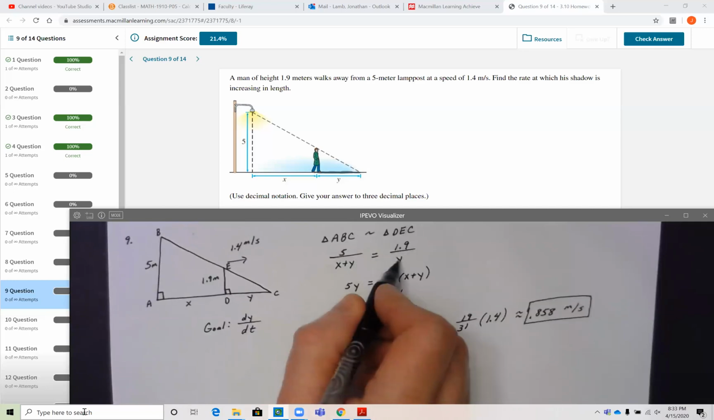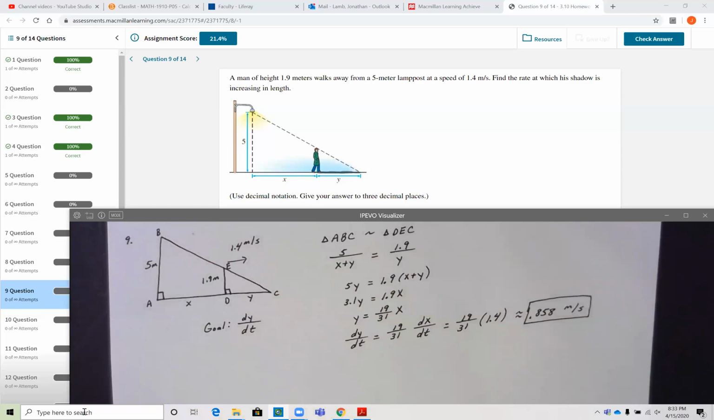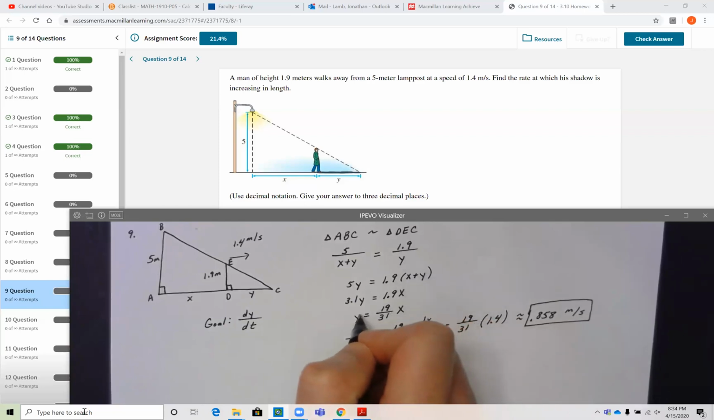After that, all I did is I cross multiplied and said, well, 5 times y should equal 1.9 times x plus y. Clearly, I'd have 1.9y on the right-hand side. I subtracted that on the left to get 3.1y is equal to 1.9x. And then I can say, well, if I solve for y now by dividing by 3.1 on each side, instead of saying 1.9 divided by 3.1, which you certainly could have, it's the same thing to say 19 over 31. Now I have an expression, solve for y in terms of x.